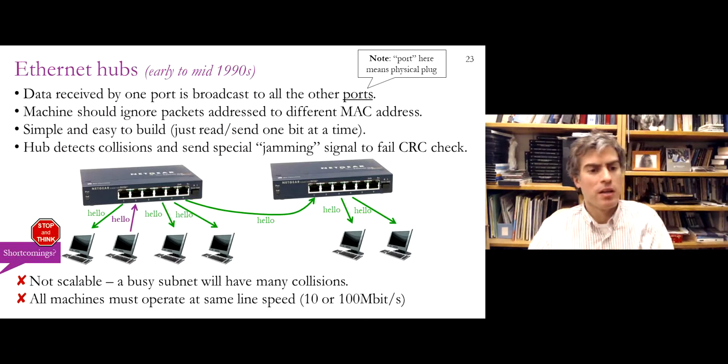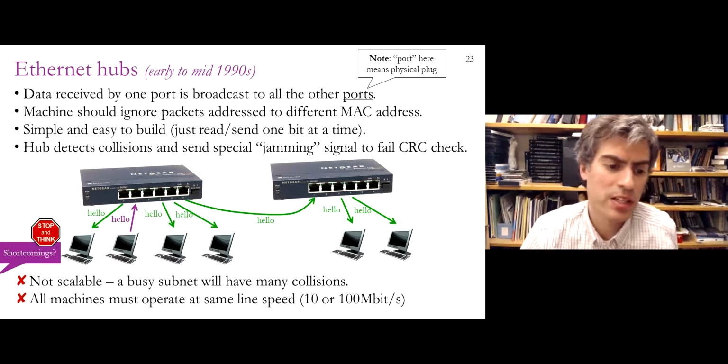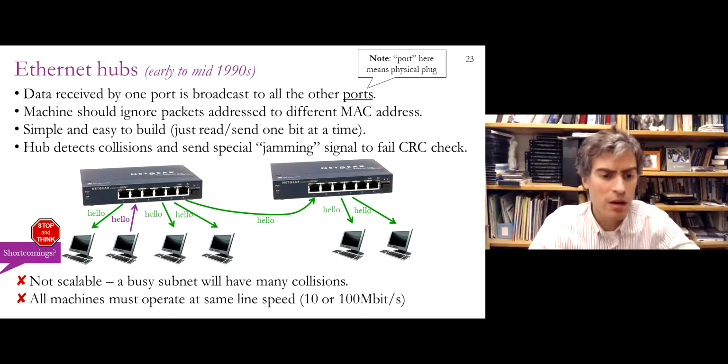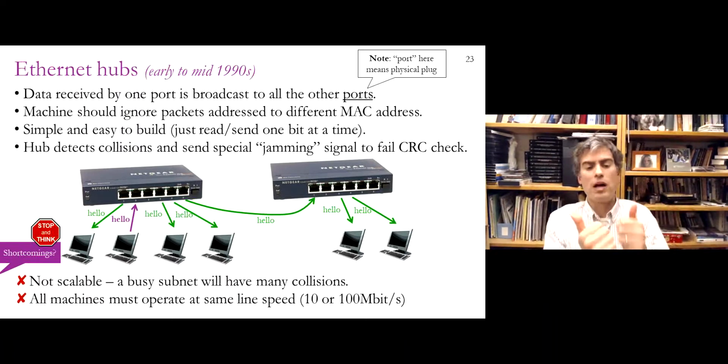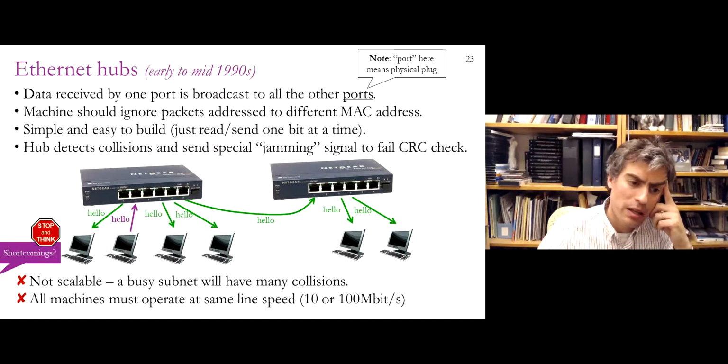Now, the problem, of course, is that there's a possibility for collisions. So if two machines try to send at the same time into two different ports, the hub will want to replicate that same message out on all the other ports, but it can't send two messages at the same time. So if the hub detects two incoming signals at the same time, it notices a collision.